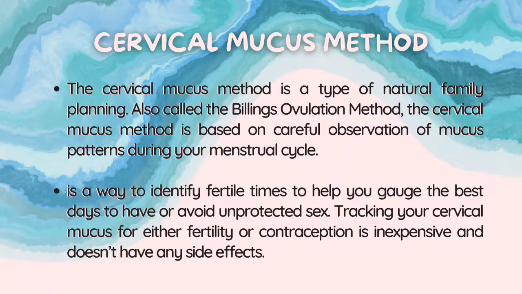If you're hoping to get pregnant, you can use the cervical mucus method to determine the best days to have sex. If you want to avoid pregnancy, it can help you figure out which days to avoid unprotected sex. Using the cervical mucus method for birth control requires motivation and diligence. If you don't want to conceive, you and your partner must avoid having sex or use a barrier method of contraception during your fertile days each month.